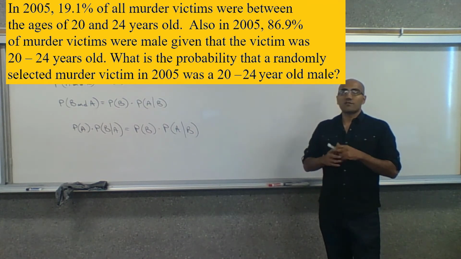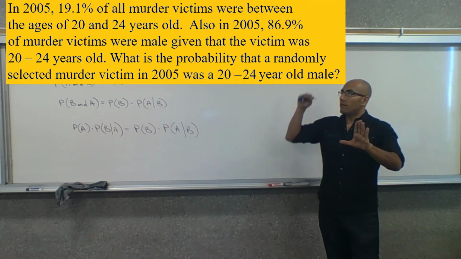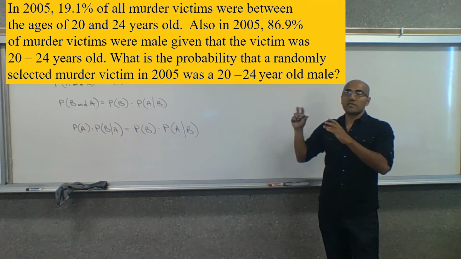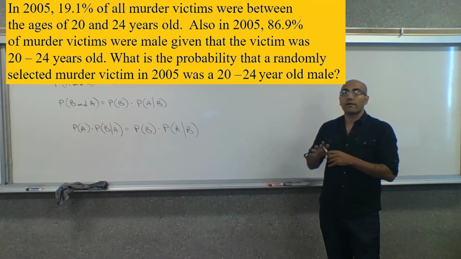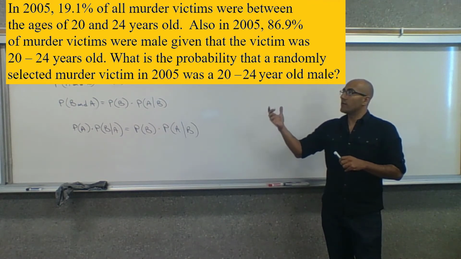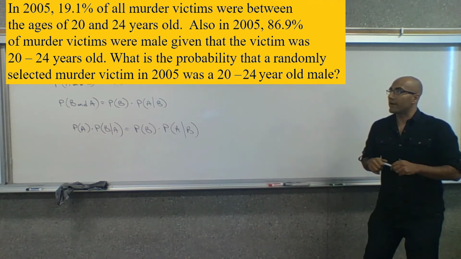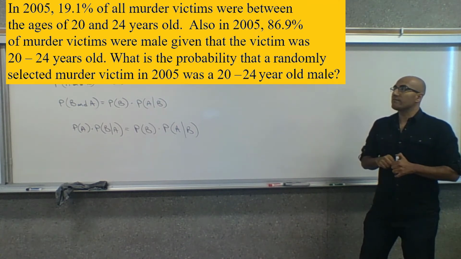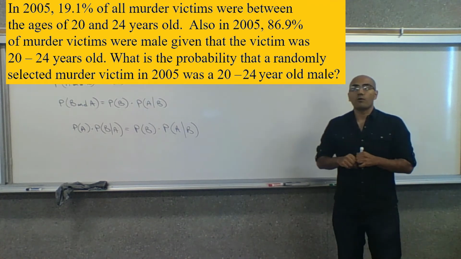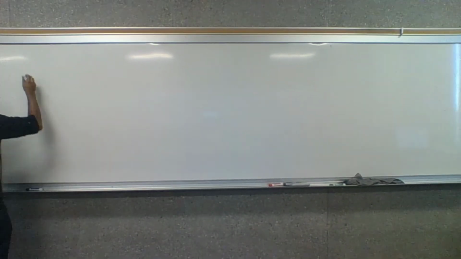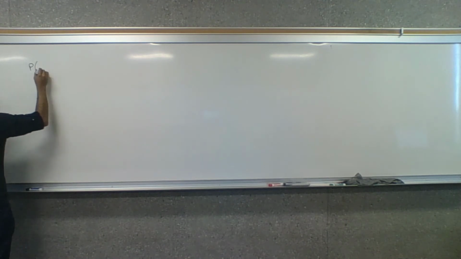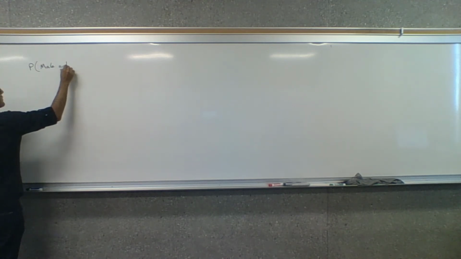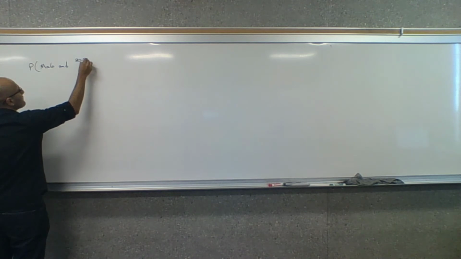Intense, right? Okay, so I would suggest you begin breaking this problem down by focusing on what they're asking you. What is the end goal here? What is the question that they want? So going down to the bottom there. What is the probability that a randomly selected murder victim in 2005 was a 20 to 24-year-old male? So they're talking about this. They're talking about the probability that we have a 20 to 24-year-old male. So male and 20 to 24 years old.